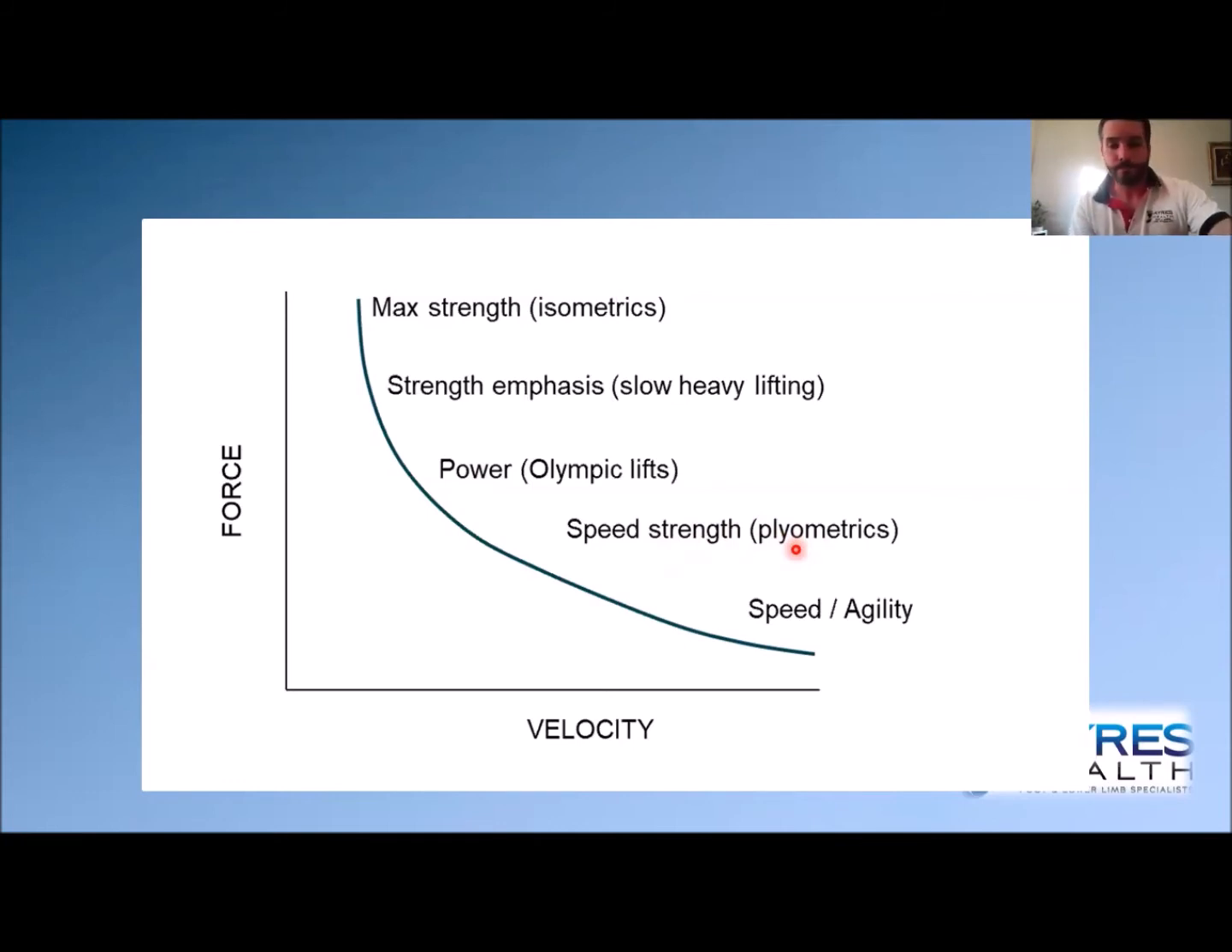And then the last bit is speed and agility. This is getting quick turns and changes of direction, and basically being more agile whilst we're moving.